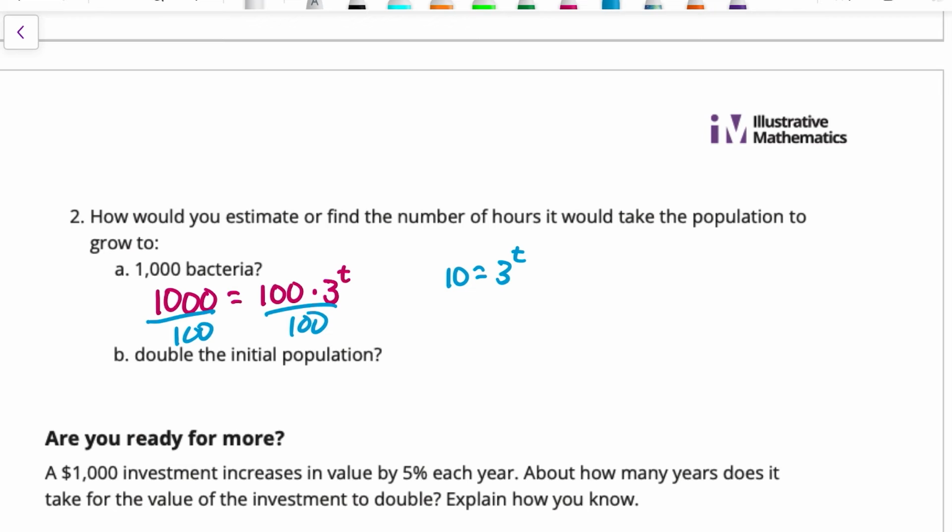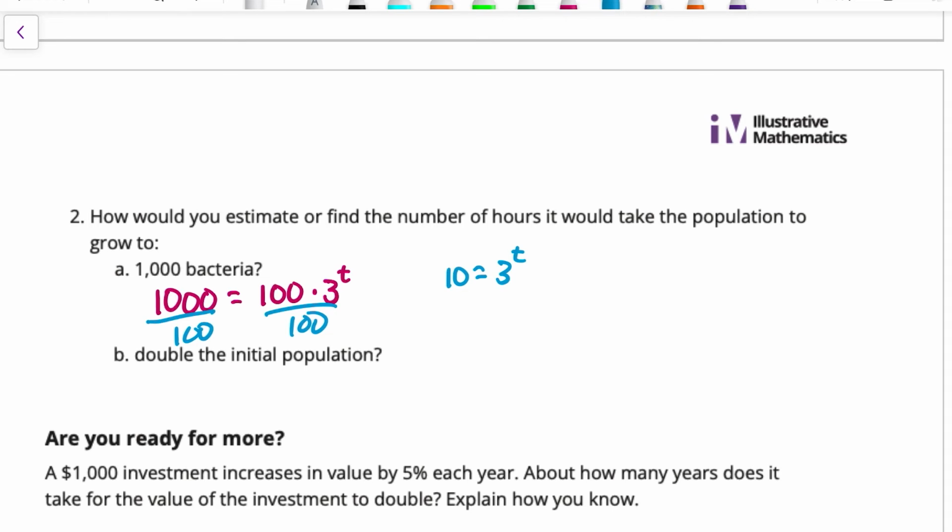So then you could look at, okay, well, how many times can I multiply 3 to get 10? And figure out from there what decimal might be close to that. Or you could graph it and see where that might lie on the graph. That's another way of doing that.